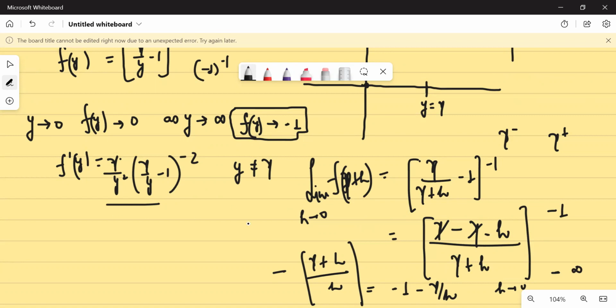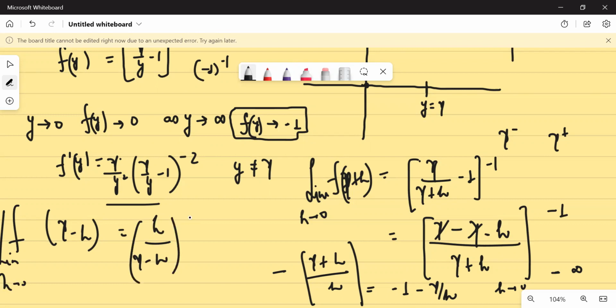Is that clear? And instead, if I just want to find f of gamma minus h, the limiting value as h tends to 0, then this will be, I think, the same thing: h upon gamma minus h, and this entire power minus 1. Is that clear? And you will get gamma by h minus 1. And as h tends to 0, this will become infinity. Is that clear? Yes, sir.